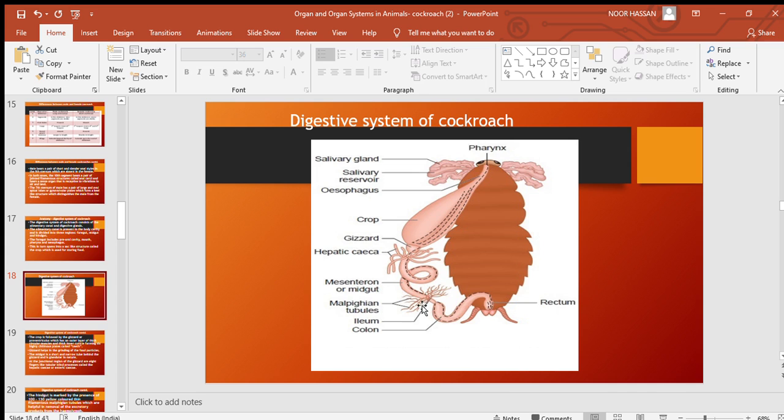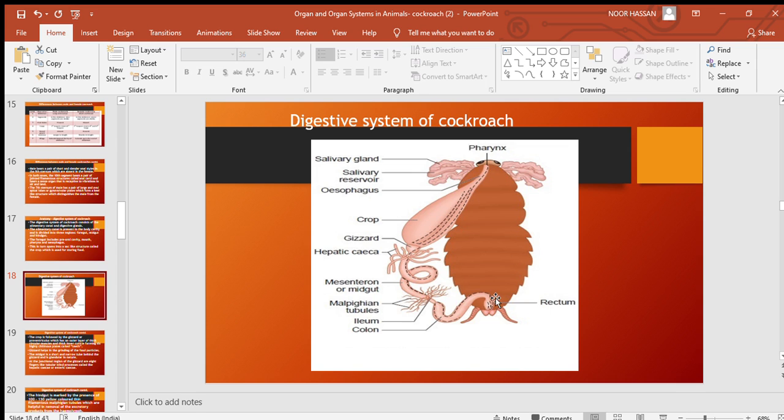So this is about the midgut, which is also called mesenteron, and it is followed by the hindgut. The hindgut has some processes which are called Malpighian tubules, and these processes are present between the midgut and the hindgut. These Malpighian tubules help in excretion, removing waste from the hemolymph. And this part is the hindgut. The hindgut is again divided into ileum, a shorter portion, colon, and rectum. So the hindgut is divided into ileum, colon, and rectum.